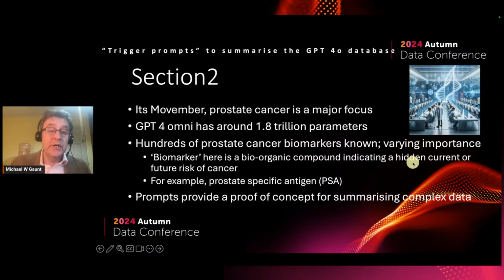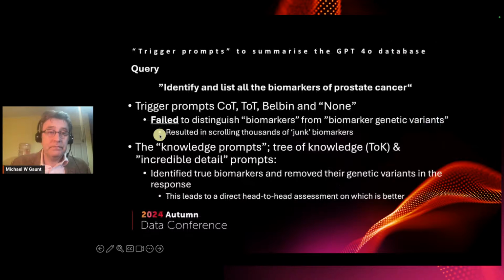So let's go through what a biomarker is. A biomarker is a bioorganic compound indicating a hidden, current, or future risk of cancer. For example, prostate-specific antigen. And the trigger prompts I'm describing provide a proof of concept for summarizing complex data. So this data is in here. We want to get it out. So the trigger prompts to summarize the GPT-4 database. The query I'm using is: identify and list all biomarkers of prostate cancer. So not a very useful prompt. It shouldn't really give a great response.